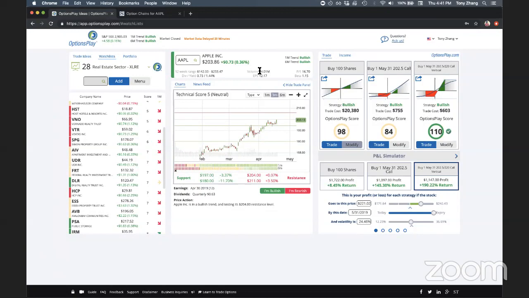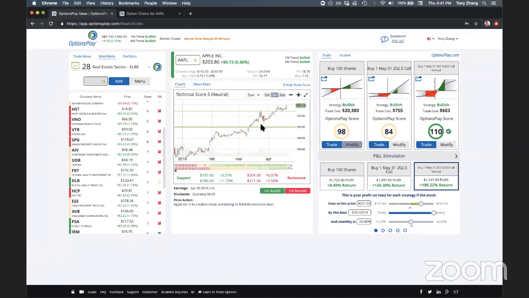Our middle panel is our security analysis panel. We do have separate webinars just on showing you how powerful the middle panel is in giving you a sense for directional views. But we have a 1 month and 6 month trend indicator, a technical score to give you a sense for relative strength, and things like earnings, dividends, and price action data here at the bottom to show you relevant information that's necessary for options trading.